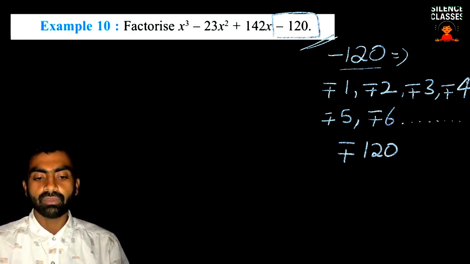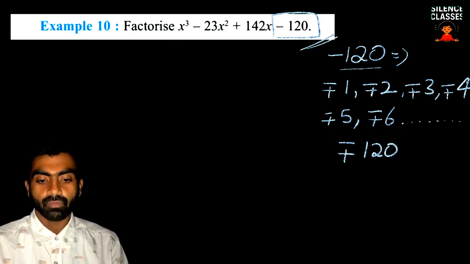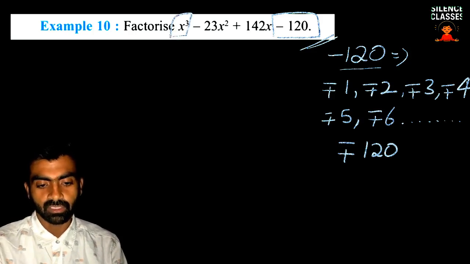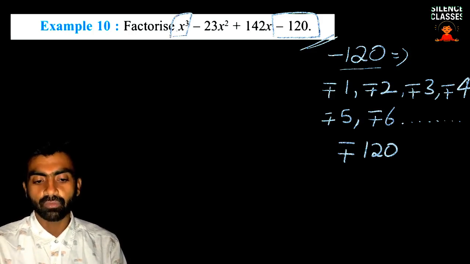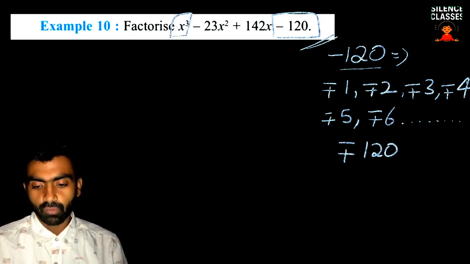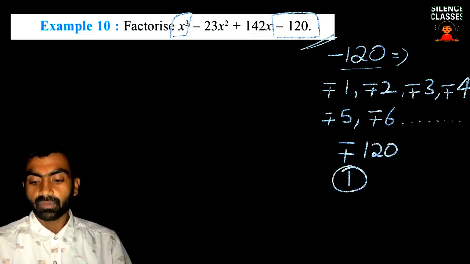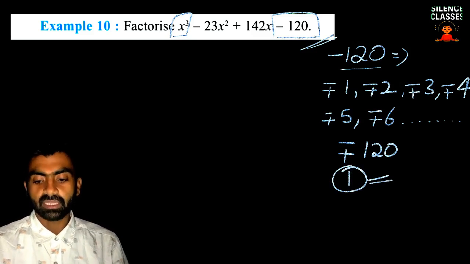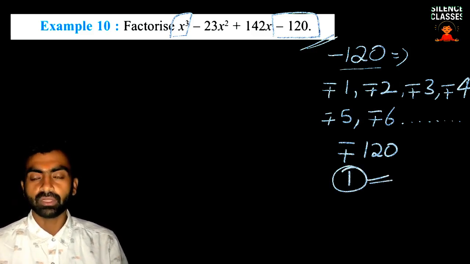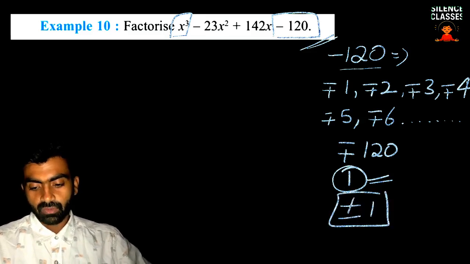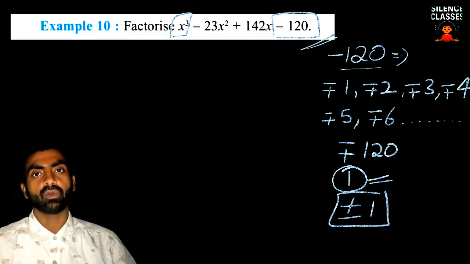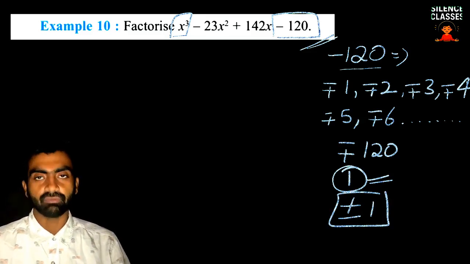Now we will check the first term, and find the coefficient of this particular term. The coefficient over here is 1. So 1 is the coefficient of x cube. We have to find which numbers 1 is divisible by. So 1 is divisible by plus 1 and minus 1. Plus 1 and minus 1 are the only numbers by which 1 is divisible.